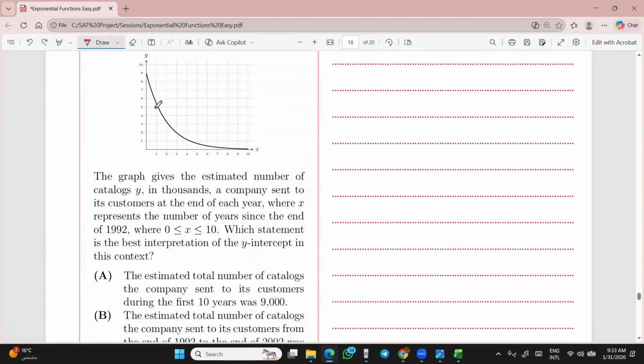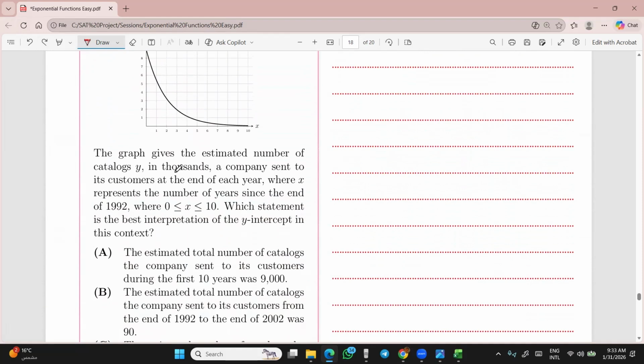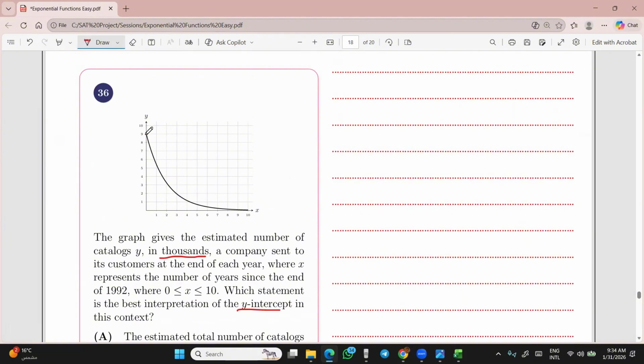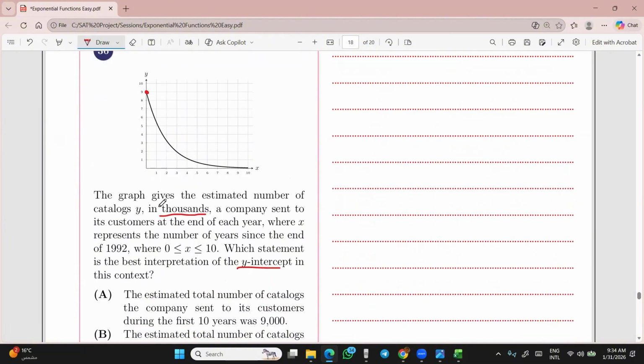Question 36. The graph gives the estimated number of catalogs Y in thousands a company sent to its customers at the end of each year, where X represents the number of years since the end of 1992, where X is between 0 and 10. Which statement gives the best interpretation of the y-intercept? So we have to search for the y-intercept in the question. And of course, the y-intercept is something here. It's about 9. But 9 what? Y-intercept means the Y is the number of catalogs. So we can say that we have 9 catalogs.